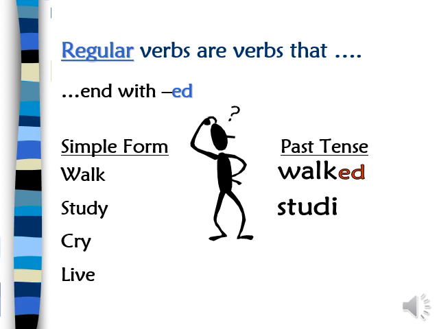It ends with a consonant letter and Y. So we'll change Y to I and add ed. Also cry, it ends with a consonant and Y. Yes, ed. Live. It ends with E, so we'll add only D.